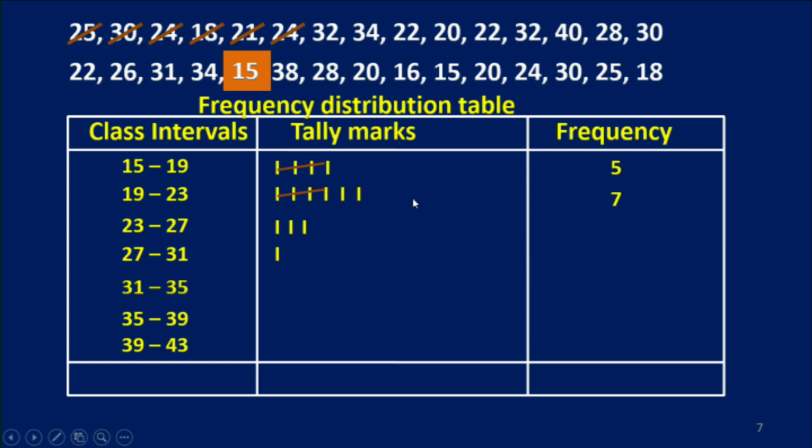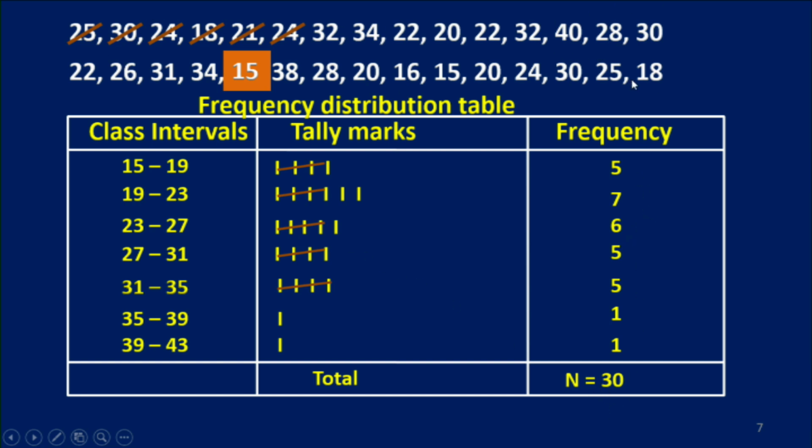Here also 5 plus 2 which is equal to 7. Next 5 plus 1, 6. Next 5, 5, 1, 1. Children, like this you can prepare a frequency distribution table for given raw data, and the total must be equal to 30. Why? Because we are taking 30 classrooms, so the total frequency must be equal to 30.